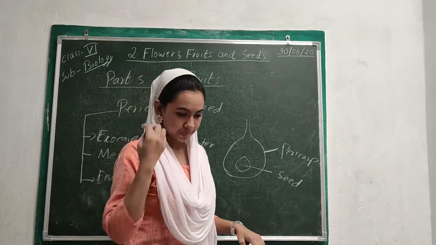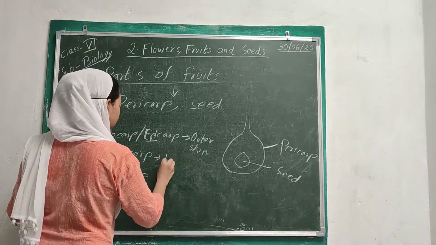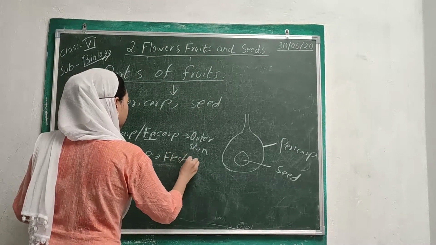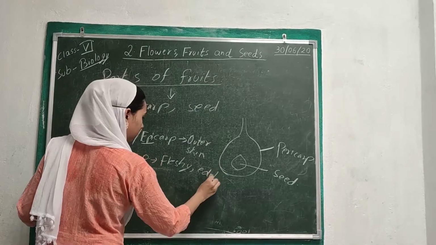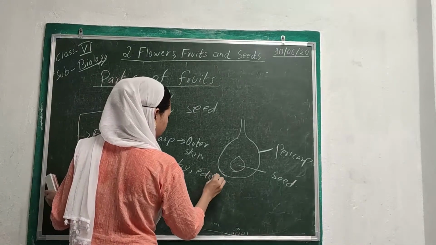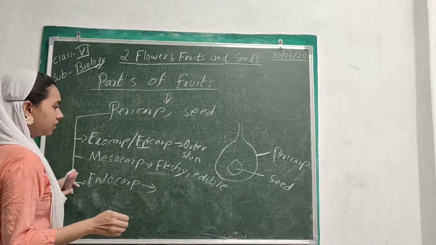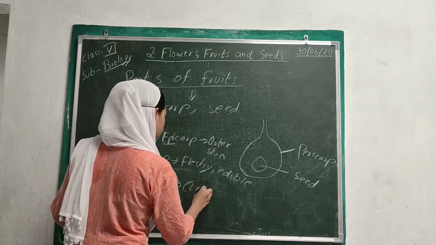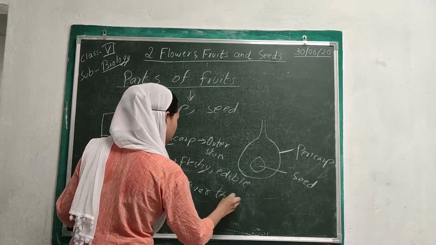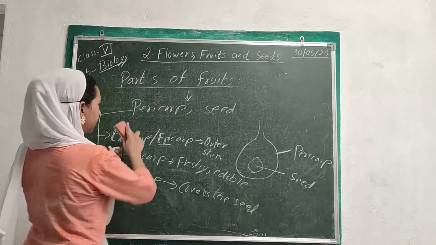Next you will see the mesocarp. This is the fleshy edible part, the part that you eat. And the endocarp is the hard layer which covers the seed. For example, I will give you an example here.